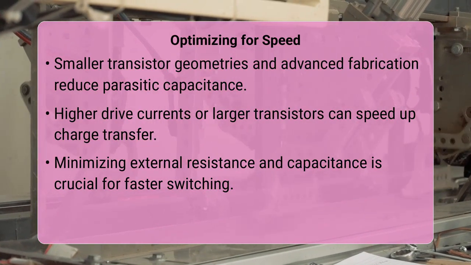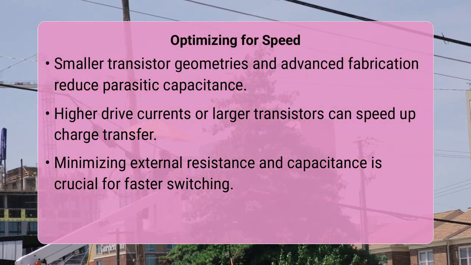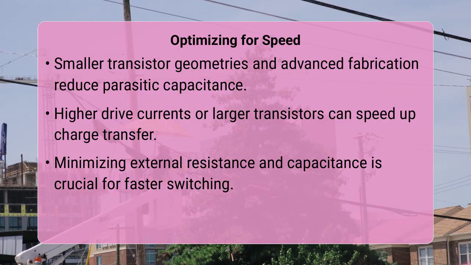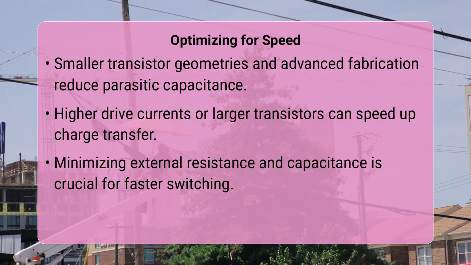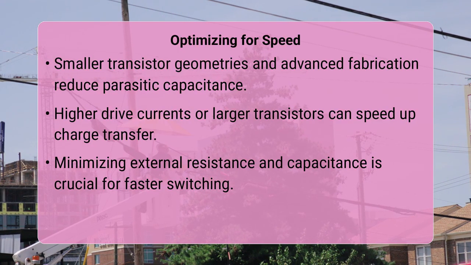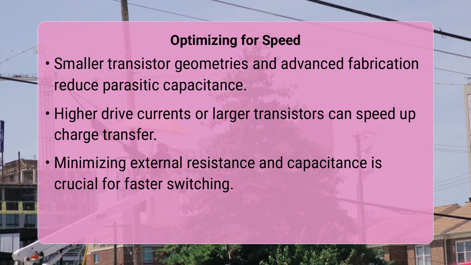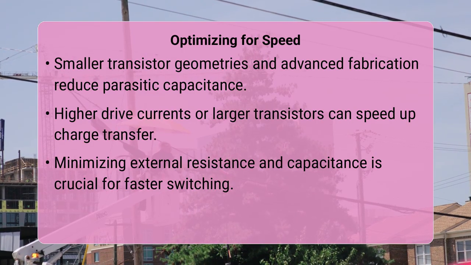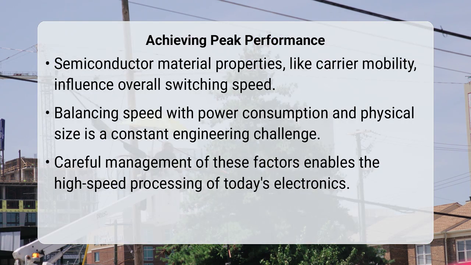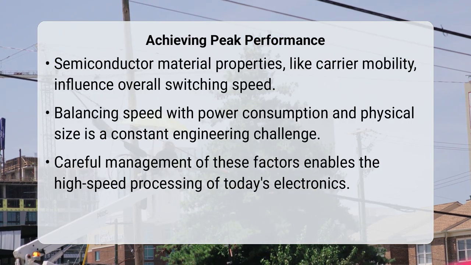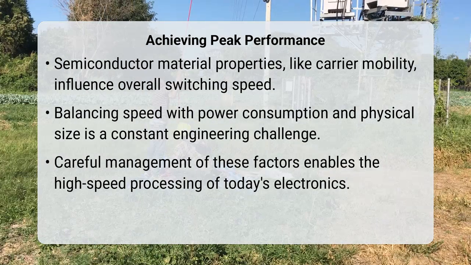Designers can reduce parasitic capacitances by using advanced fabrication processes that create smaller, more compact transistors. They can also increase the drive current by making the transistor larger or by using higher supply voltages, though this often comes with trade-offs like increased power consumption or larger physical footprint.